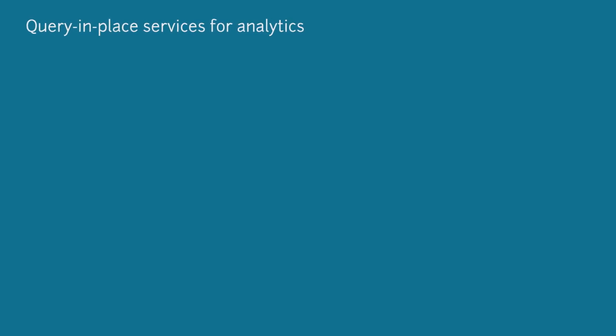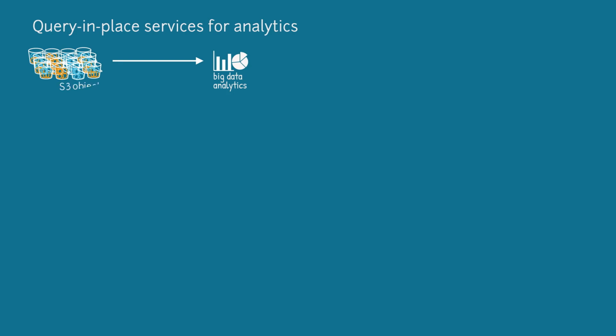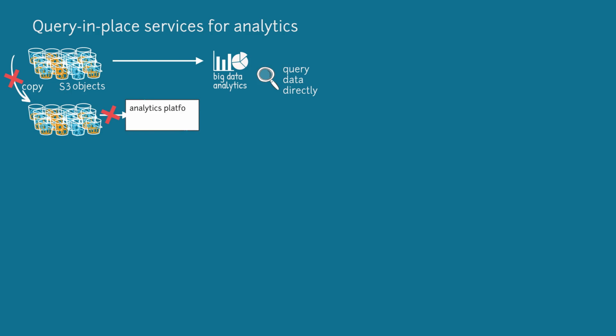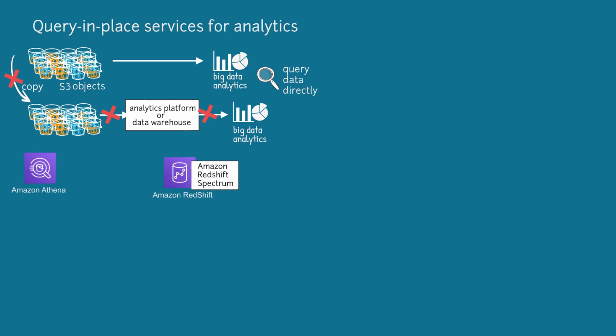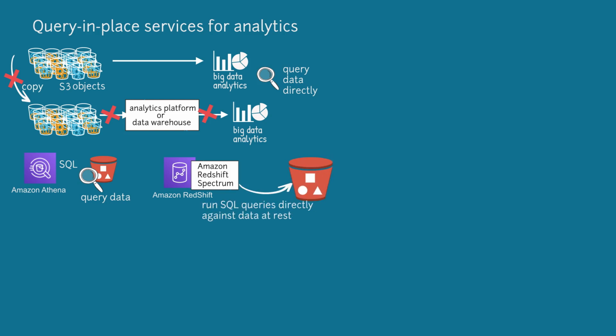With our query-in-place services, you can run big data analytics directly across your S3 objects and other datasets in AWS. This means you can run big data analytics directly on your data stored in Amazon S3. It allows you to query data without needing to copy and load it into a separate analytics platform or data warehouse. Amazon S3 is also compatible with AWS analytics services Amazon Athena and Amazon Redshift Spectrum. You can use Amazon Athena to query S3 data with standard SQL expressions. Amazon Redshift Spectrum also runs SQL queries directly against data at rest in Amazon S3 and is more appropriate for complex queries and large data sets, up to exabytes.